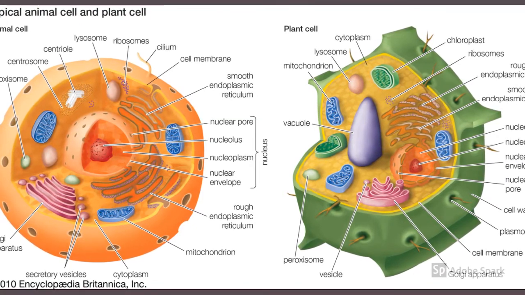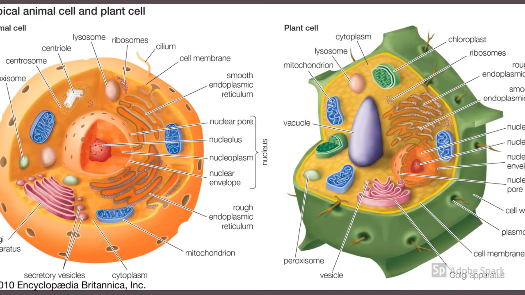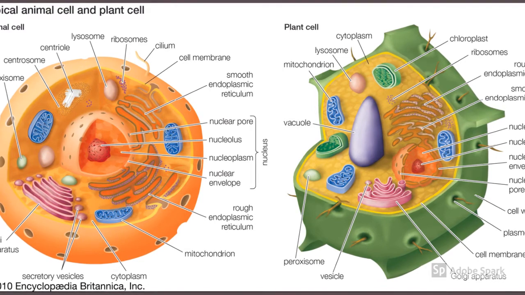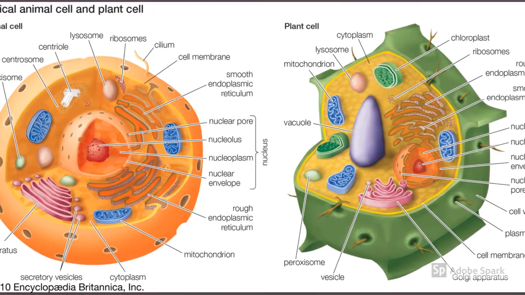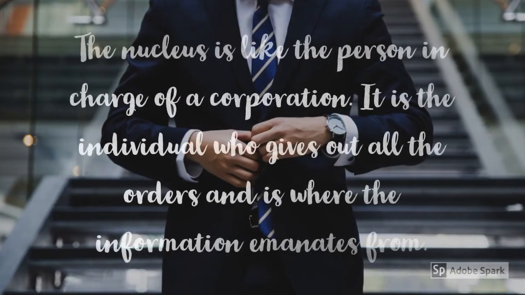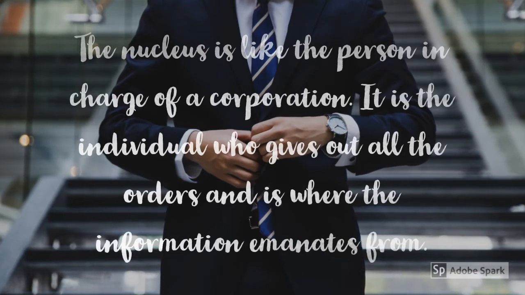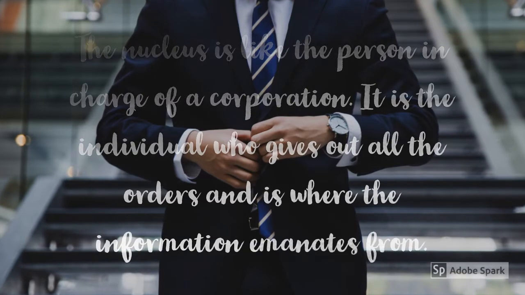As you can see, this is a typical animal cell and plant cell diagram. There are many organelles within these cells, and the first one we begin with is the nucleus, because it is what makes these plant cells eukaryotic and very different in functioning. The nucleus is like the person in charge of a corporation. It is the individual who gives out all the orders and is where the information emanates from.